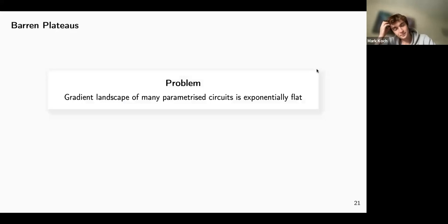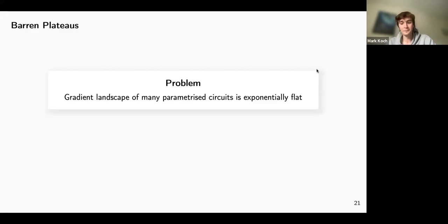Roughly, the problem described by barren plateaus is the fact that the gradient landscape of many parametrized circuits is exponentially flat. This is bad if you want to do something like gradient descent, because if your landscape is flat, you can't really descend anywhere, so you're stuck and it's hard to optimize. So people really want to find out which circuits have these problems, and for which circuits those problems aren't as bad, and which circuits are easier to train.